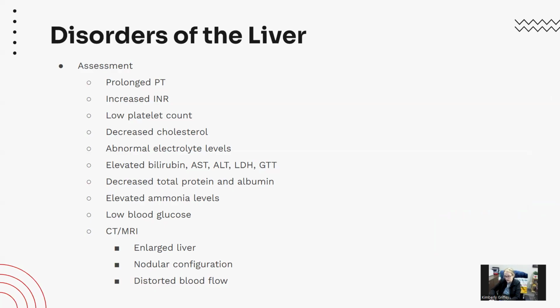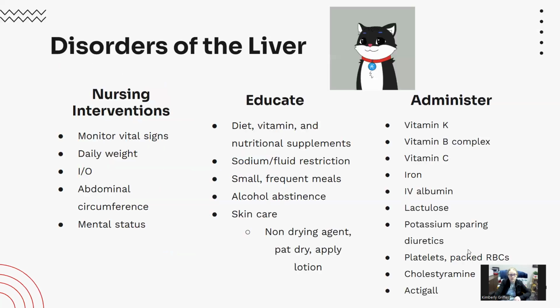But we're mainly looking to see what the tissues look like, and is the liver enlarged? Is there other things that are causing problems? All right, then there are nursing interventions. So treatment is to first and foremost eliminate causes. So you want to decrease the buildup of fluids in the body and prevent further damage to the liver.